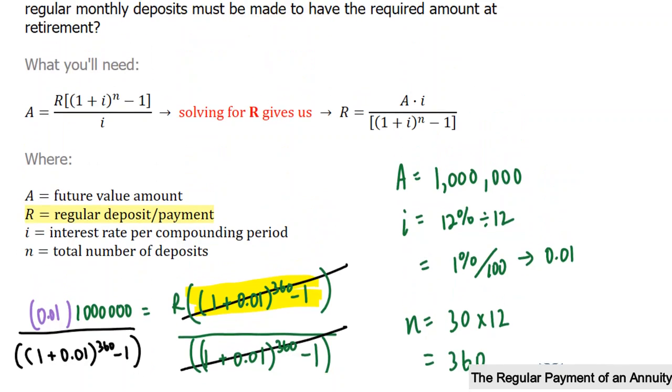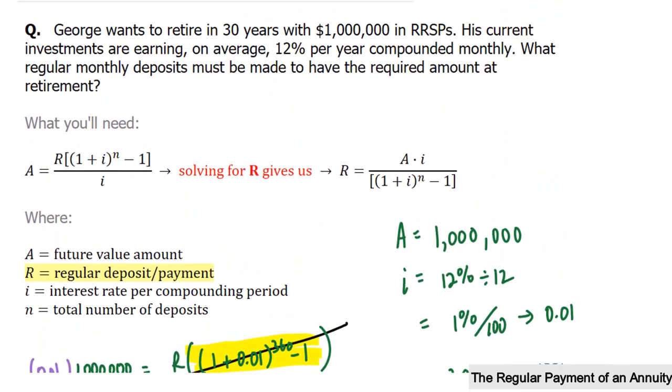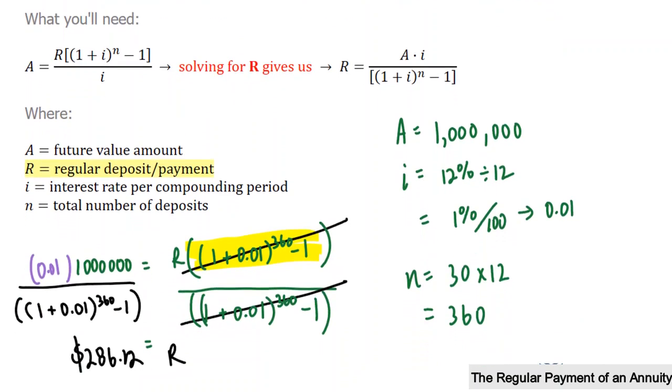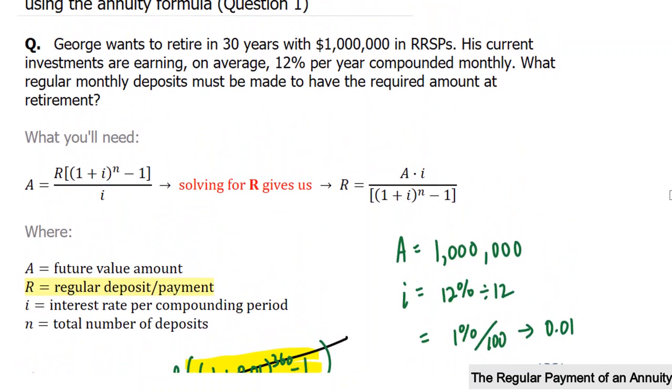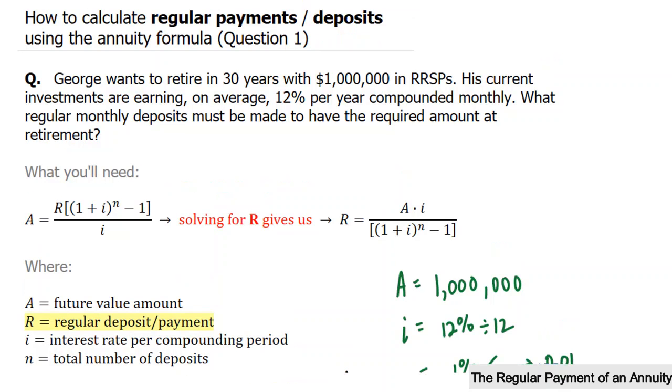So what does this tell us? This tells us that in order for George to have $1 million in RRSPs by 30 years, he has to put in $286 and some change every month for the next 30 years. Now that's pretty good because 12% interest is quite high. And if you can get 12% per year compounded monthly, then I would do the same thing. So there you have it. That is how to calculate regular payments or deposits using the annuity formula.